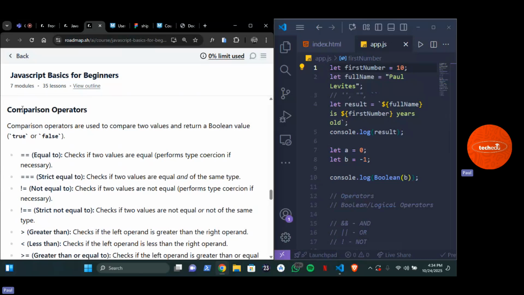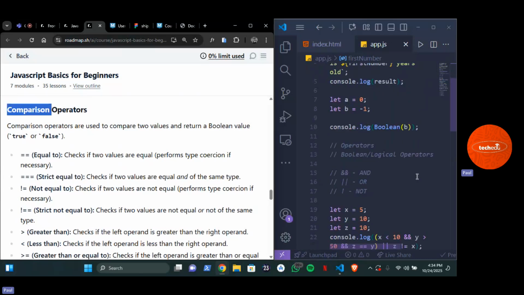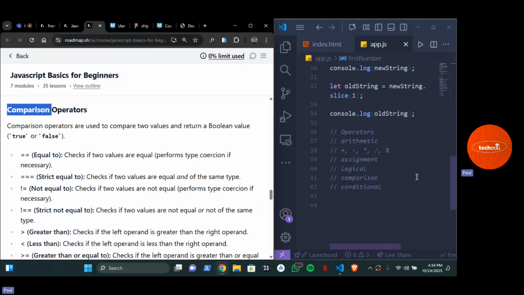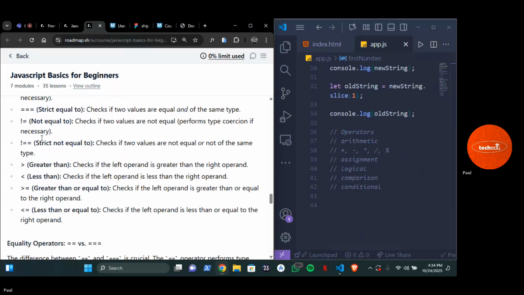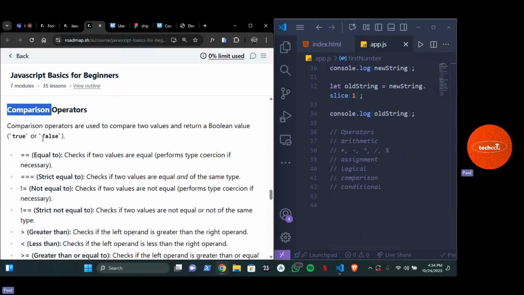Yes, let us do it. Comparison operators. Now we are getting into much more complex examples of operators. Comparison operators is where we now have your equals equals and your equals equals equals, like I said before. And what do you use comparison operators to do? Comparison operators are used to compare 2 values and return a Boolean value.